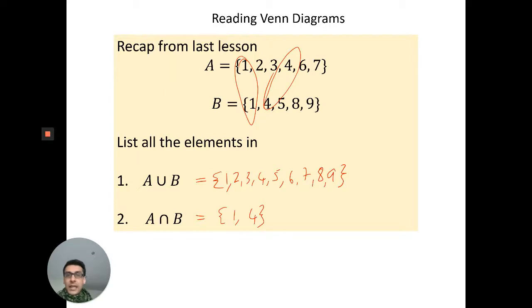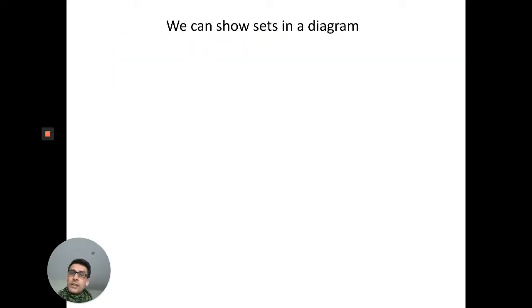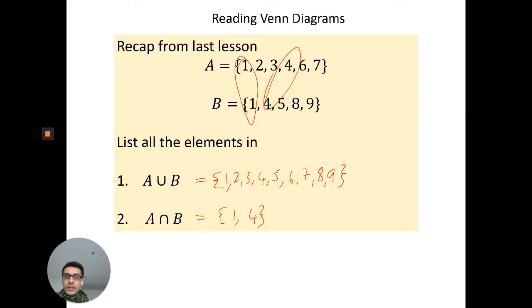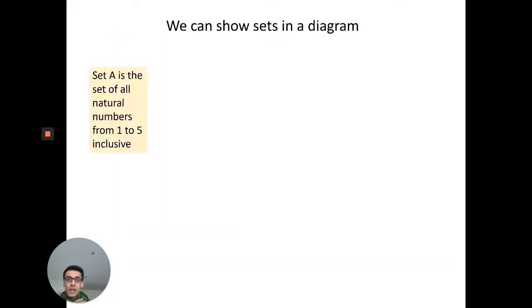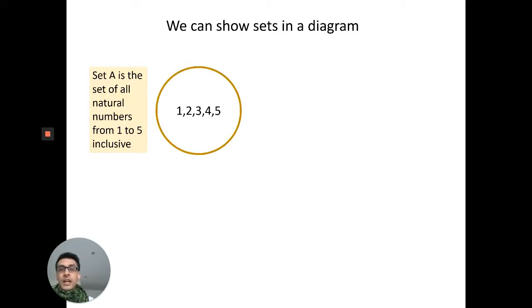Okay, so we can actually show sets in a diagram. So in this case, we've just listed them. So for example, set A is a set of all natural numbers from 1 to 5, inclusive. Inclusive means it includes 1 and 5. And you can just draw it like this. So you got 1, 2, 3, 4, 5 in the list, and you just put a circle around it. And then the normal way to list it is just using curly brackets, which you're familiar with.